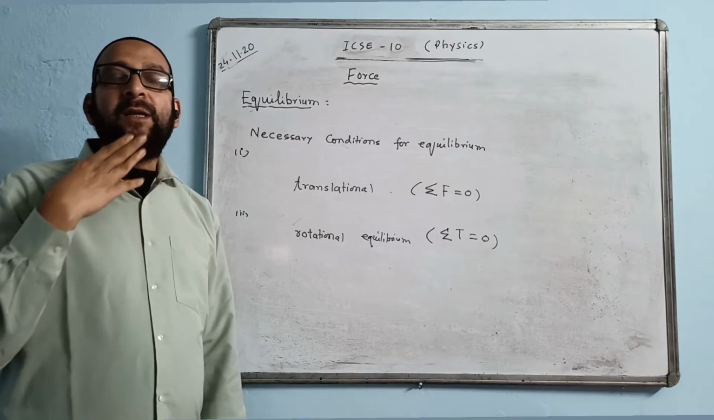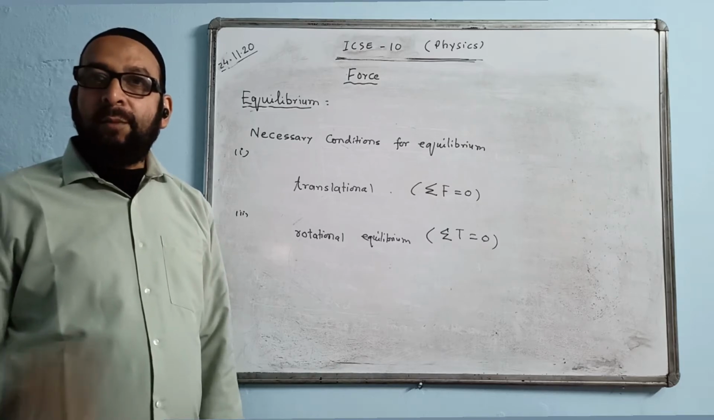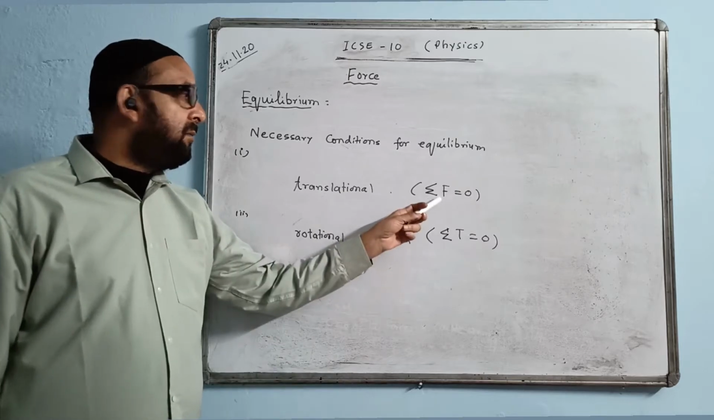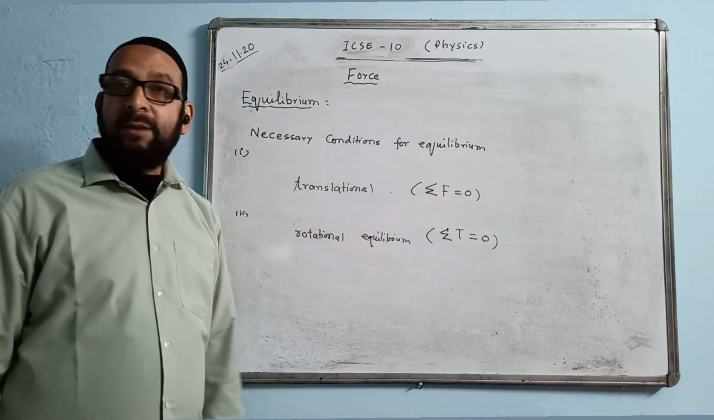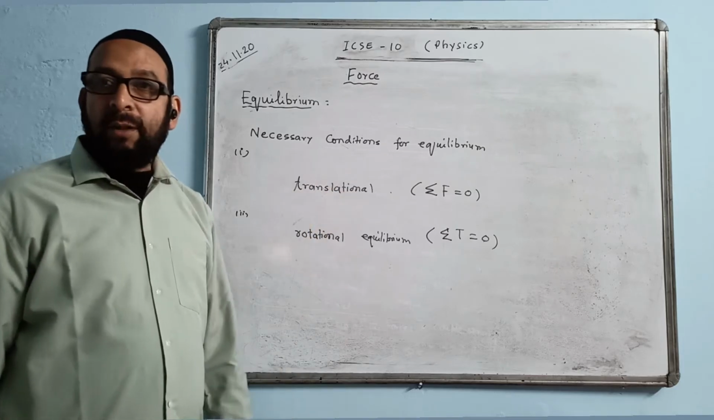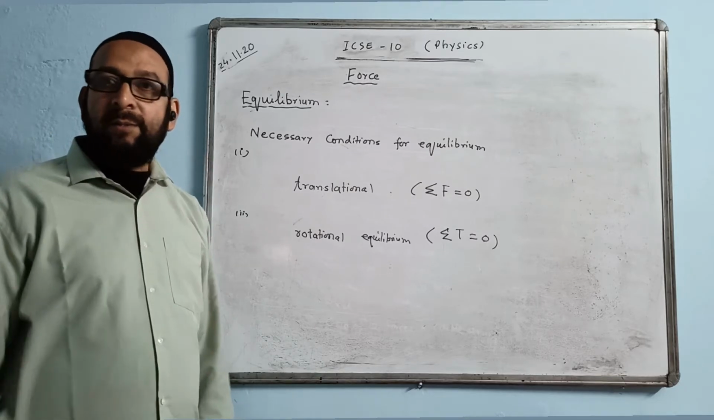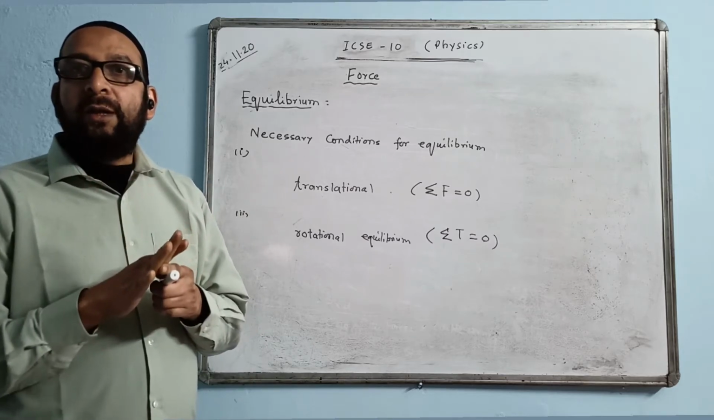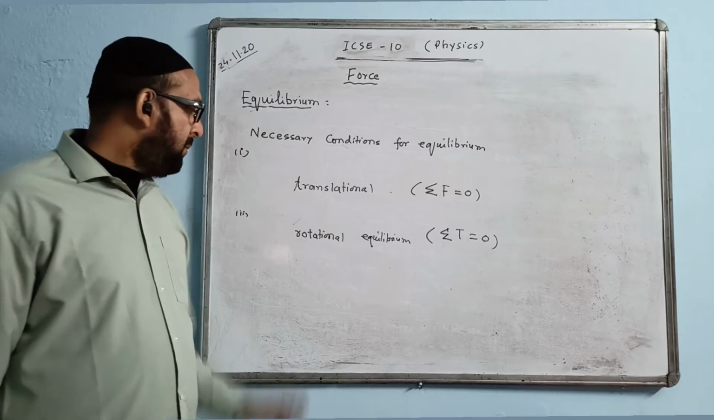Or if a question comes, a body is moving in a straight line path. How can it be in equilibrium? Then you will say that the sum of all the forces acting on the body must be 0. Then only the body will be in translational equilibrium. It means the state of motion or state of rest must not be affected. It will remain in the same state. Though various forces are acting on it, yet its state of rest or state of motion is maintained. Then we say that the body is in equilibrium.